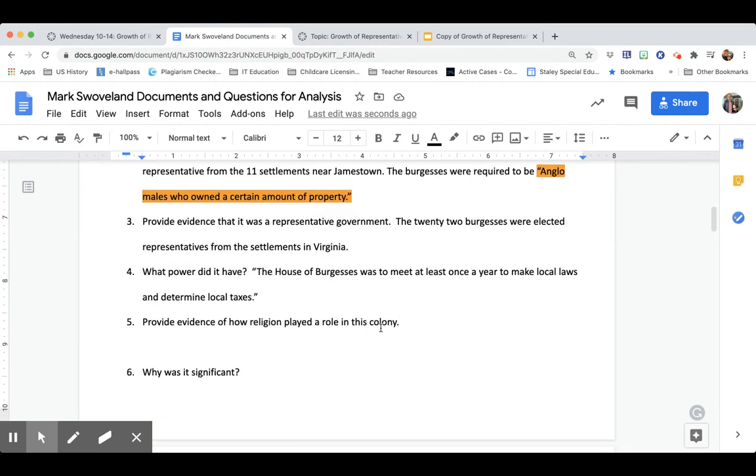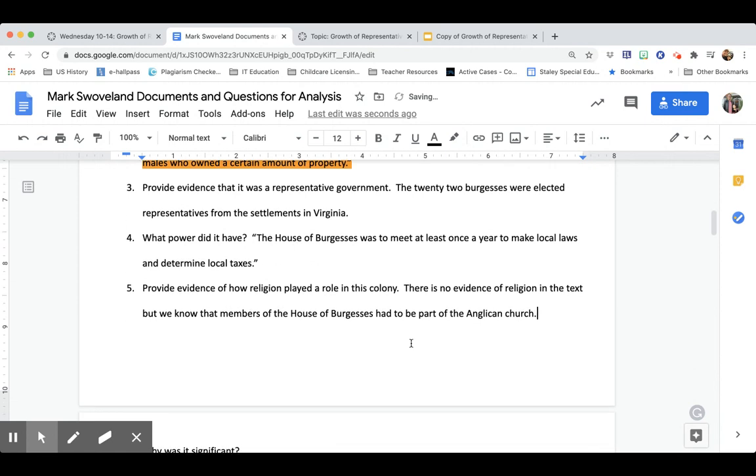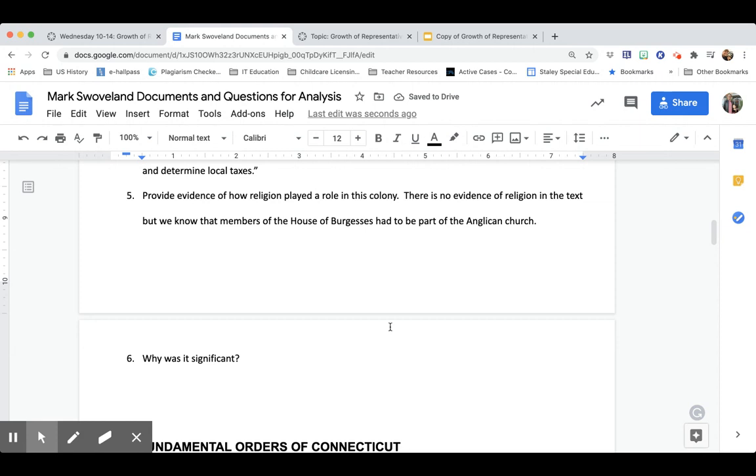I don't see any evidence in here. So I'm just going to say there is no evidence of religion in the text. But we know that members of the House of Burgesses had to be part of the Anglican Church. And you guys can just put that in there because I don't see any evidence in the text. So I said there is no evidence of religion in the text, but we know that members of the House of Burgesses had to be part of the Anglican Church.